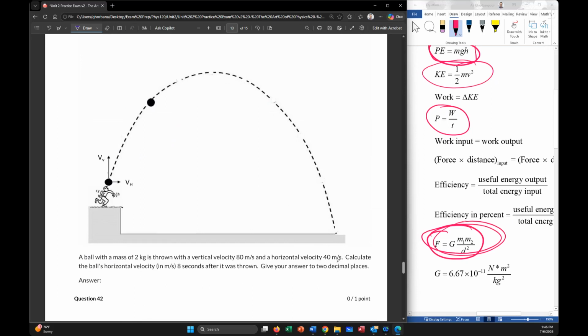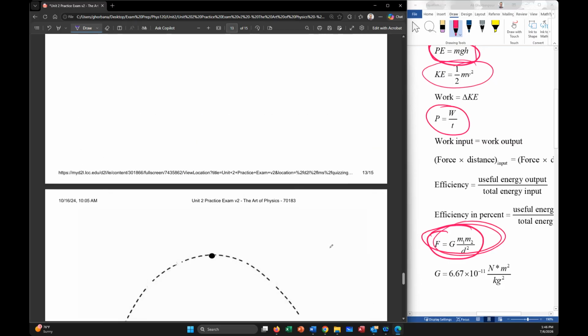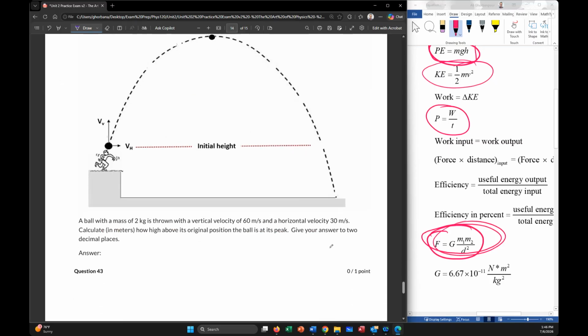Here, a ball with a mass of 2 kilograms is thrown with a vertical velocity of 80. What is the horizontal velocity? 40. Calculate the ball's horizontal velocity. Okay, 8 seconds later, the horizontal velocity doesn't change. It's 40 meters per second forever. Yes? Good? It's going to be 40.